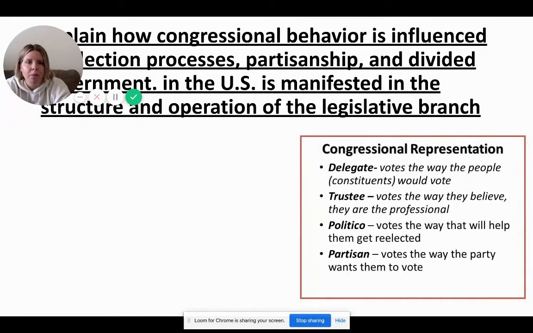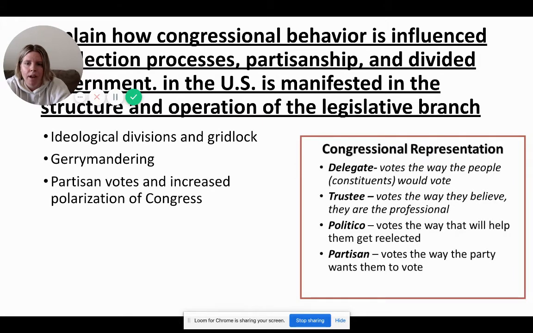Okay, explain how congressional behavior is influenced by the election process, partisanship, and divided government in the U.S. is manifest in the structure. Okay, cool. So this is basically the idea of that we have ideological divisions. They believe different things, and that's why they fight and that kinds of stuff.